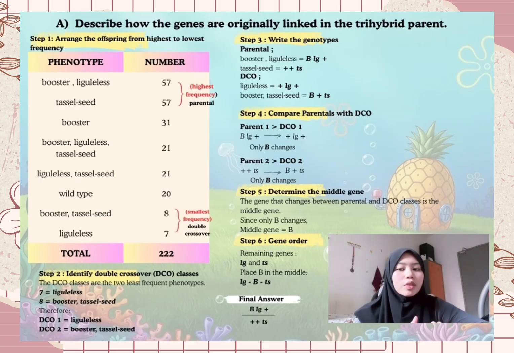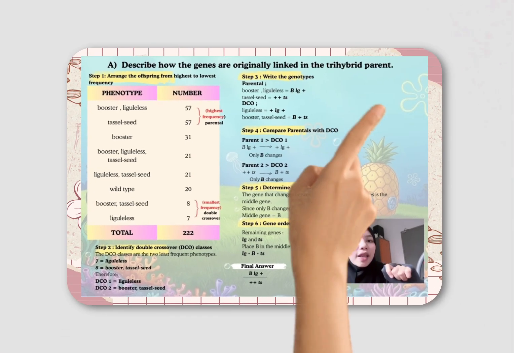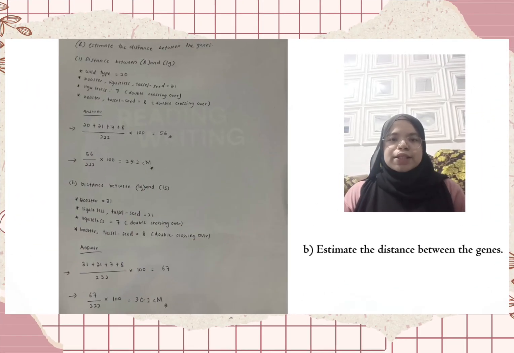The parental chromosome arrangement is B LG plus over plus plus TS. The genes are originally linked as B LG plus over plus plus TS with the gene order LG B TS. In summary, by comparing the parental and double crossover classes, we found that booster is the middle gene, giving the gene order LG B TS.